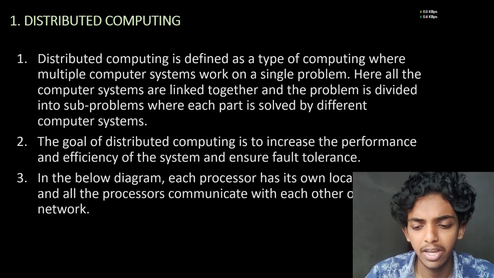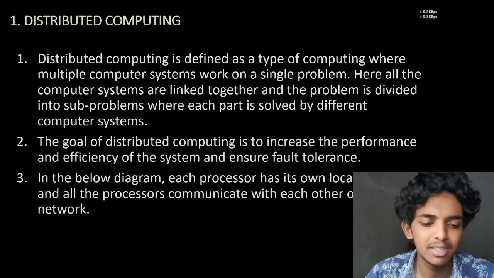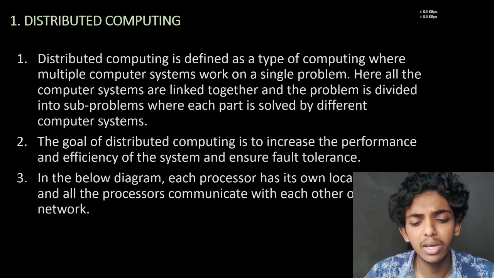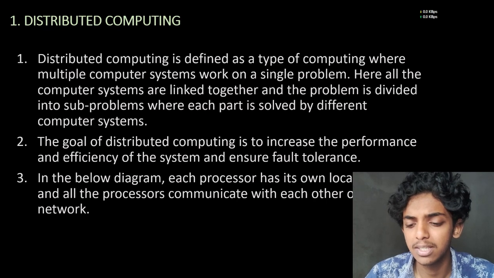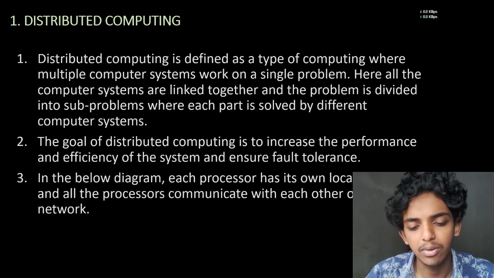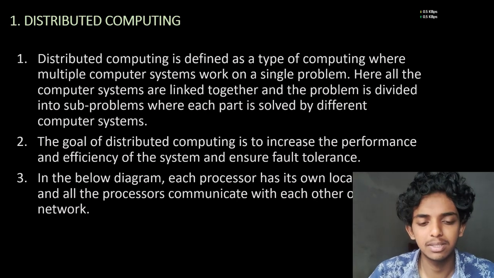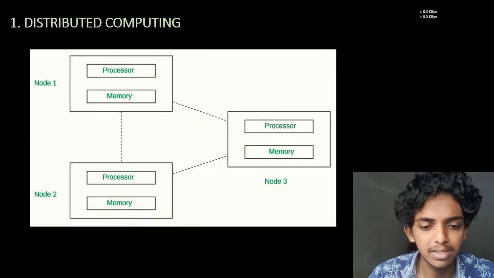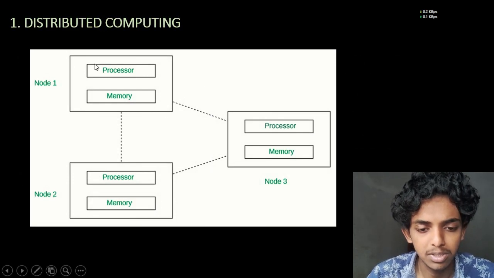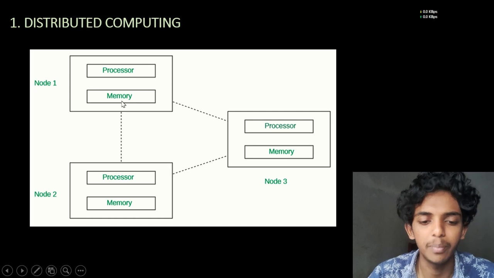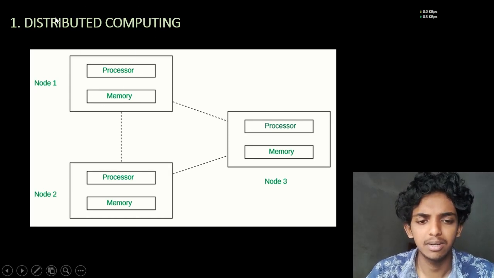In the diagram below, each process has its own local memory and all the processes communicate with each other over a network. Let's look at the diagram. We can see a processor, and each computer has its own memory. That's the main advantage of distributed computing.